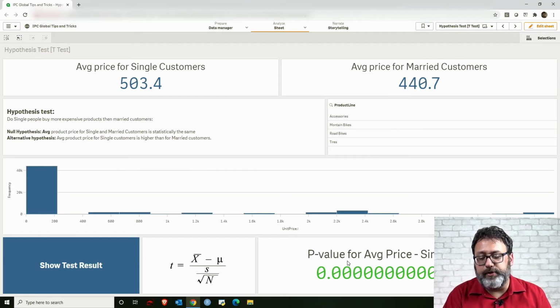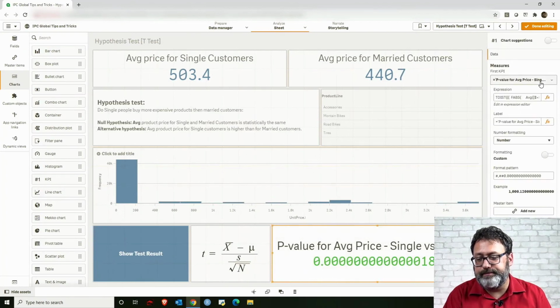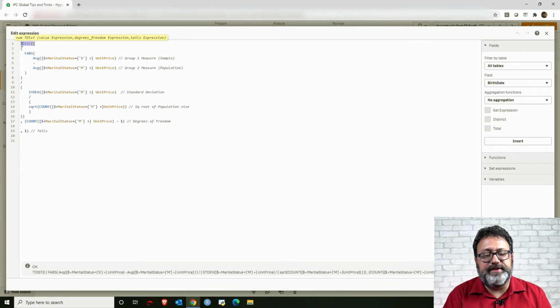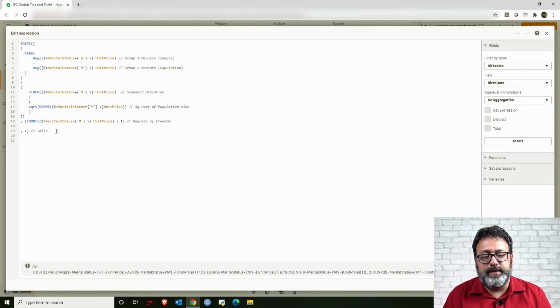Now let's see how this is calculated in Qlik. Let's take a look at the properties of this. Remember, this is the formula and this is how we are applying the formula. First, I have the TDIST function. And the TDIST function, if you remember, requires three parameters. The t value, which is all of this part that I highlighted. The second parameter is degrees of freedom, which is the number of elements minus 1. And the third parameter is tails.